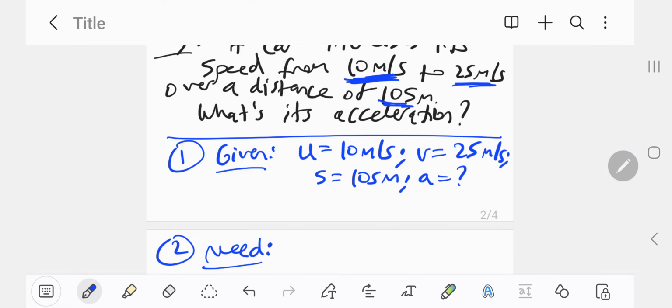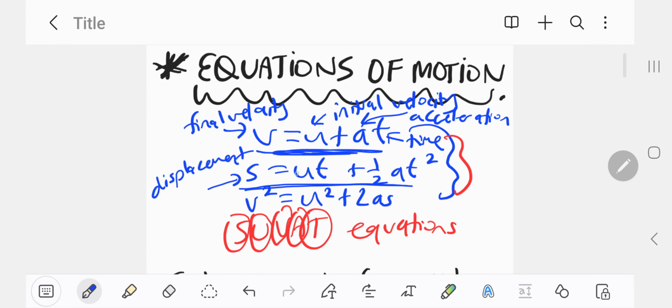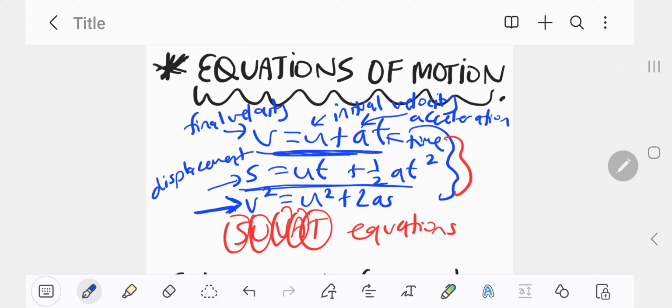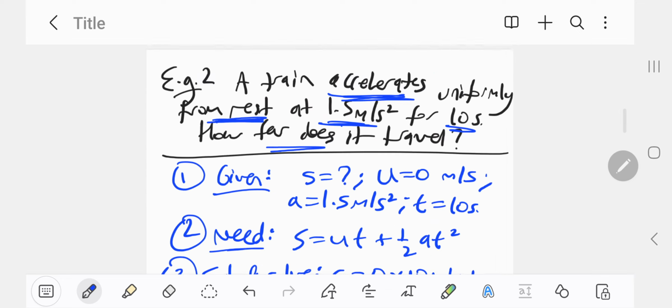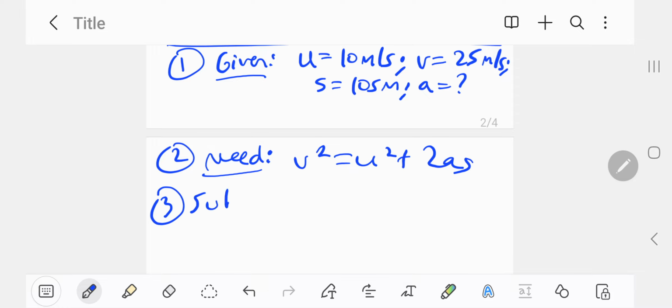We're only given s, u, and v. Let's go back up. s, u, and v. Think about it. We need to use this one here. Even though it doesn't show you exactly how to calculate acceleration, you can rearrange it using algebra. So let's use this. v squared is u squared plus 2as.